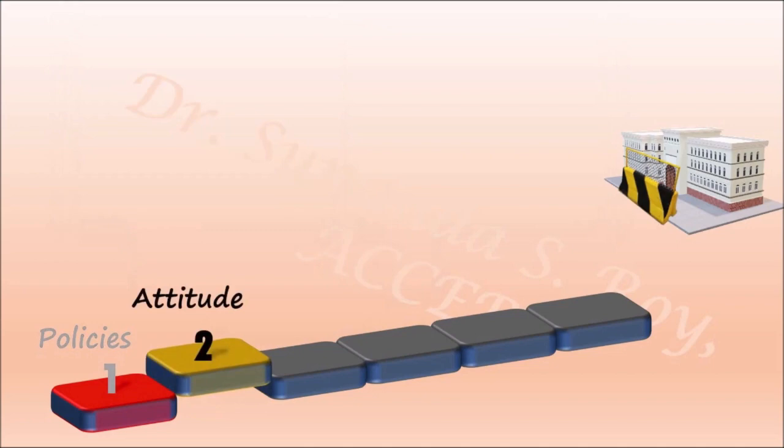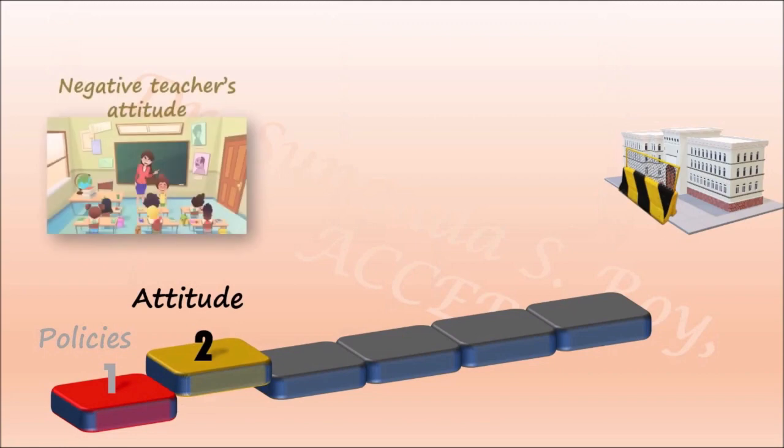The next challenge is unfavorable attitude towards inclusive education. The attitude of teachers towards inclusive education is a very important factor determining the success of inclusion. Teachers with negative attitude may not support the students with disabilities, which other students copy. This makes the differently abled student feel uncomfortable and not accepted by the peers.